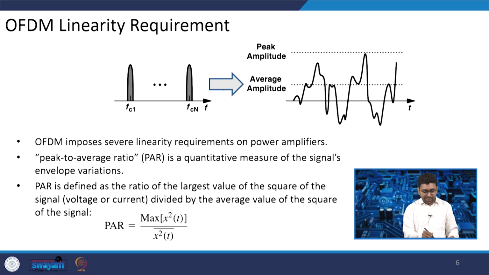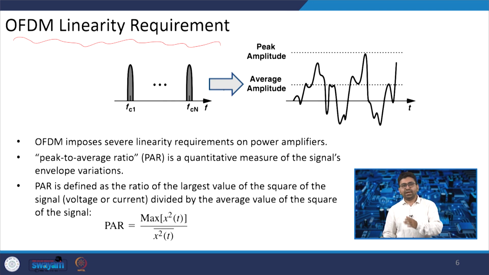Now, as we know, there is always a trade off. We cannot have everything good. So, what is the trade off that we observed? That is the OFDM linearity requirement. When we are using OFDM modulation, we are going to use multiple subcarriers, and each subcarrier has its own symbol rate.